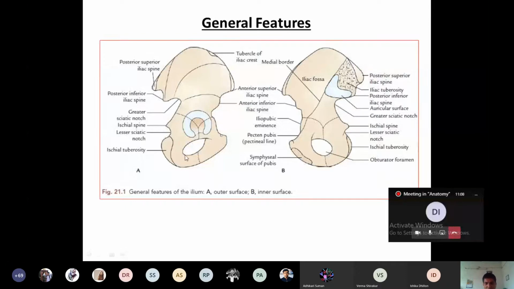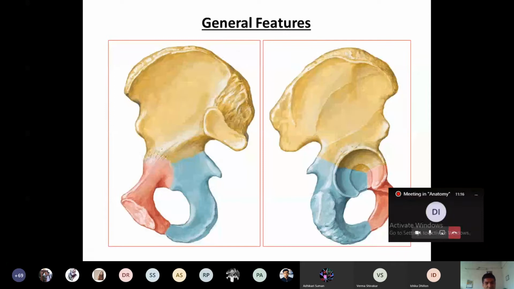Now here you can see in the diagram, in the ilium, what are the parts you must know for the examination. The ilium has three borders. What are the three borders? This one is the anterior border; I'm tracing the anterior border. Now posteriorly, this one is the posterior border. And medially, there is the medial border. So these are the three borders of the ilium.